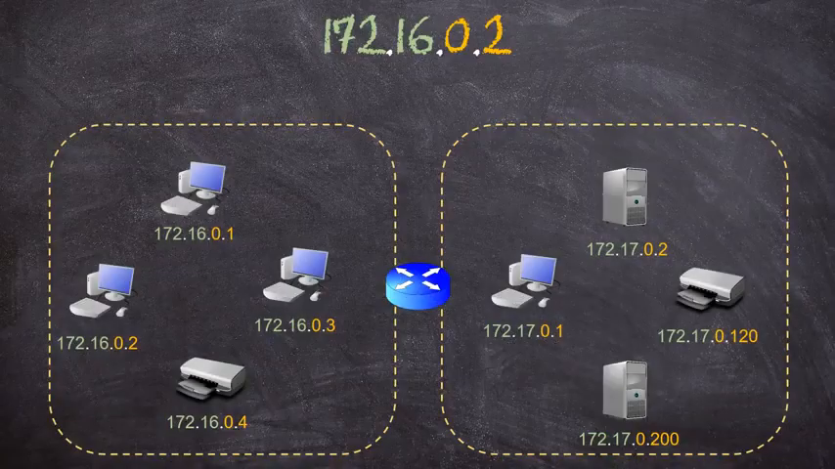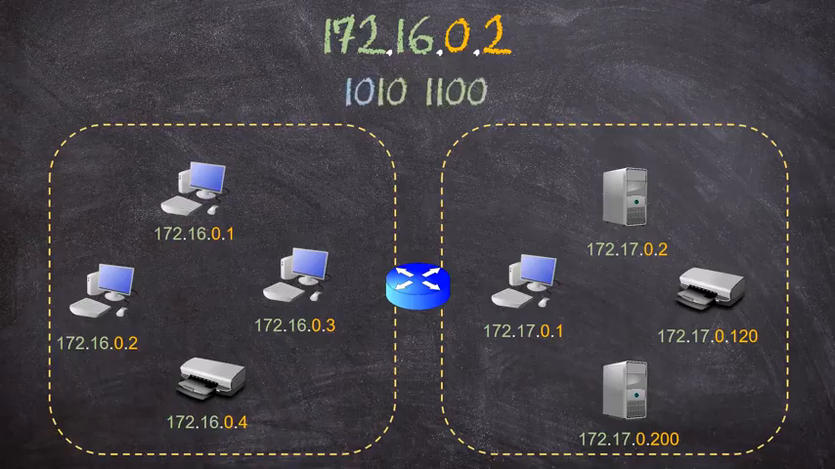Time to look at an example. If device 172.16.0.1 wants to send a packet to 172.16.0.2, it starts by looking at the first few bits of the destination IP address. As the first 2 bits are 10, it knows that this is a Class B address. It can then assume that the first 2 octets are the network and the last 2 are the host.